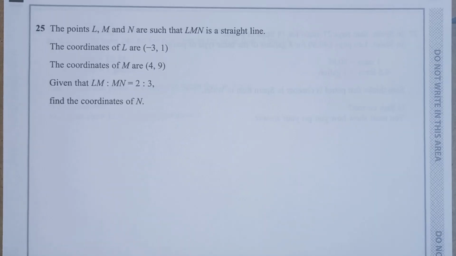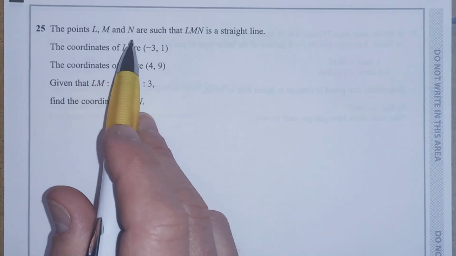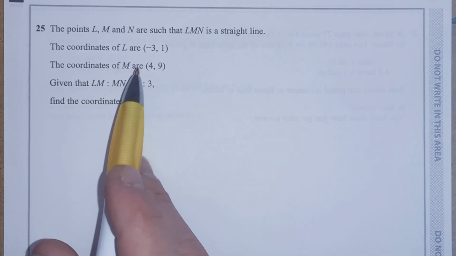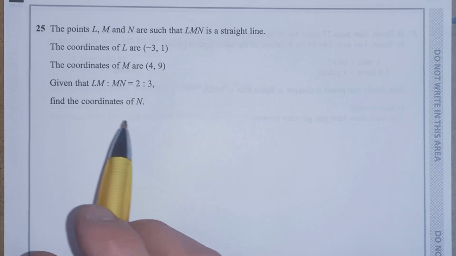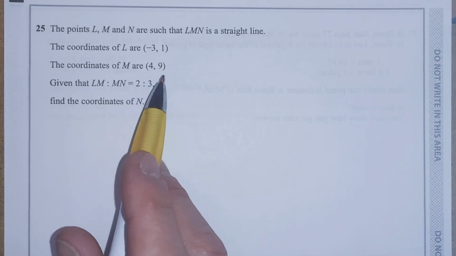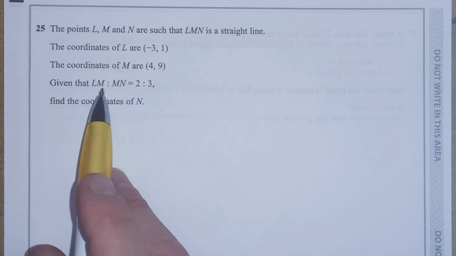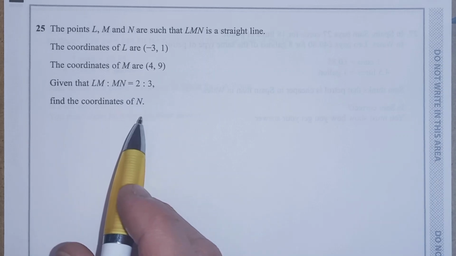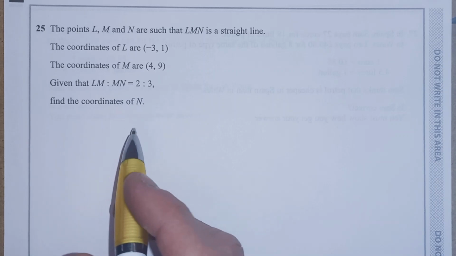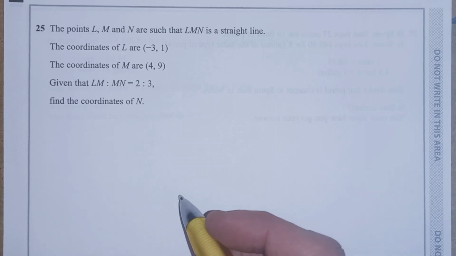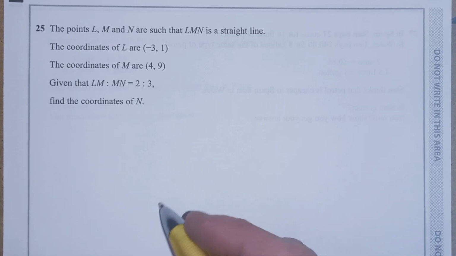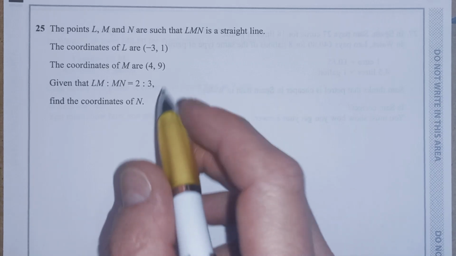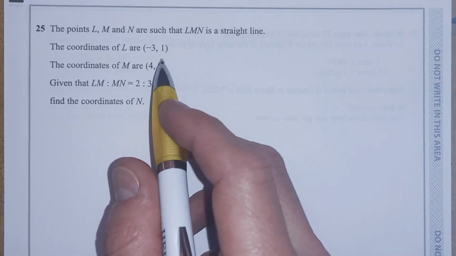Question 25. The points L, M and N are such that LMN is a straight line. The coordinates of L are -3, 1. The coordinates of M are 4, 9. Given that LM to MN equals 2 to 3, find the coordinates of N. Right. Quite tricky when you get coordinates but don't have any axes or anything to look at. So what we're going to do is we're going to make our own. So let's do a bit of a sketch first of all.